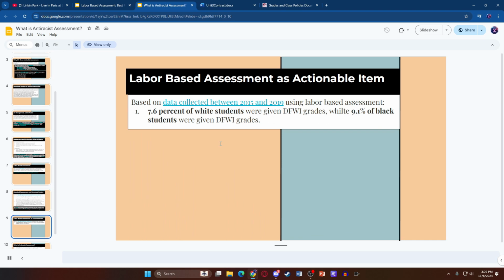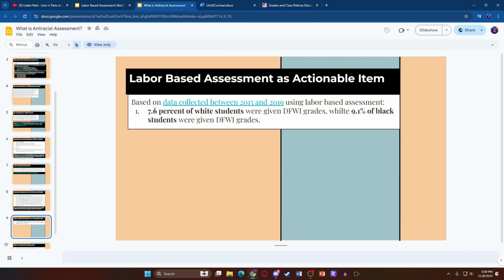So again, this is a measurement of how well this assessment can work. Between 2015 and 2019, Inoue redid the study: 7.6% of white students were given DFWI grades, and 9.1% of Black students were given DFWI grades. So again, it doesn't harm the students who are already doing well, right? It just incentivizes them to keep working.